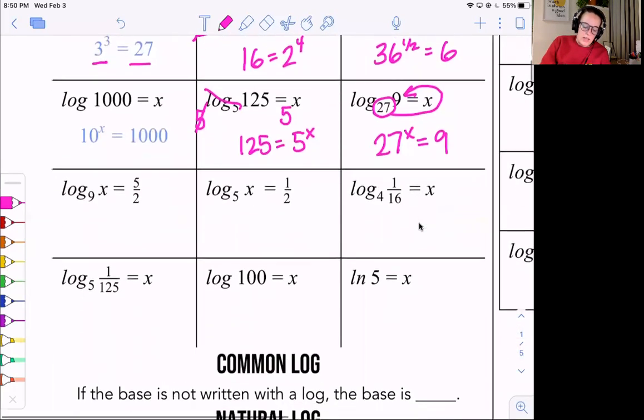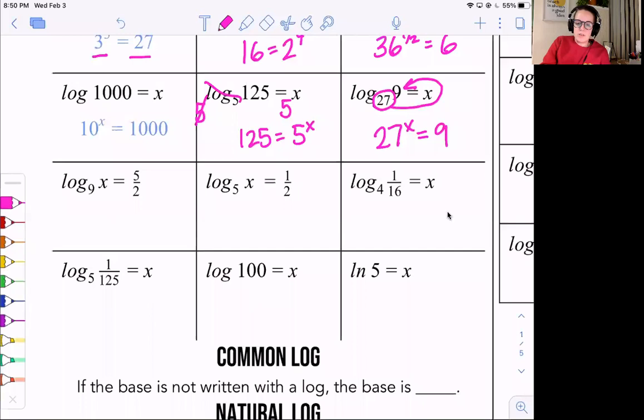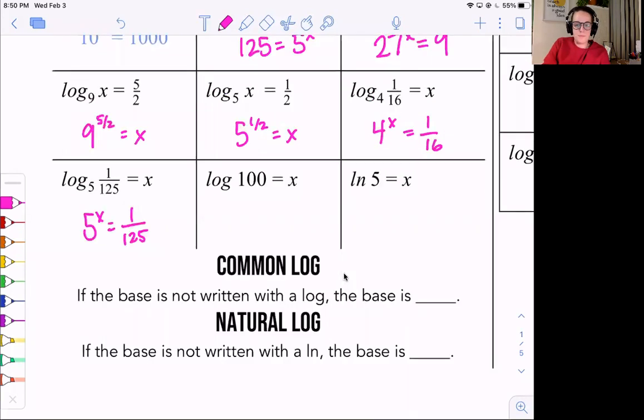Go ahead and take a look at these. You can pause the video and try these ones on your own, and then we will come back and I'll have the answers for you. All right, we're back. So you can go ahead and check your answers for these ones.